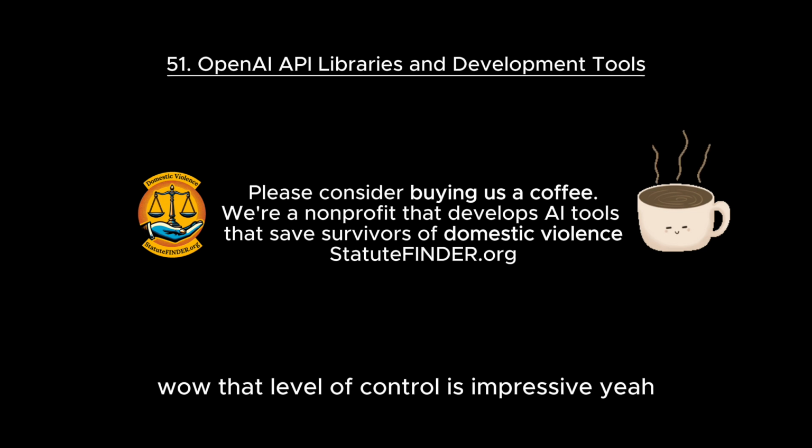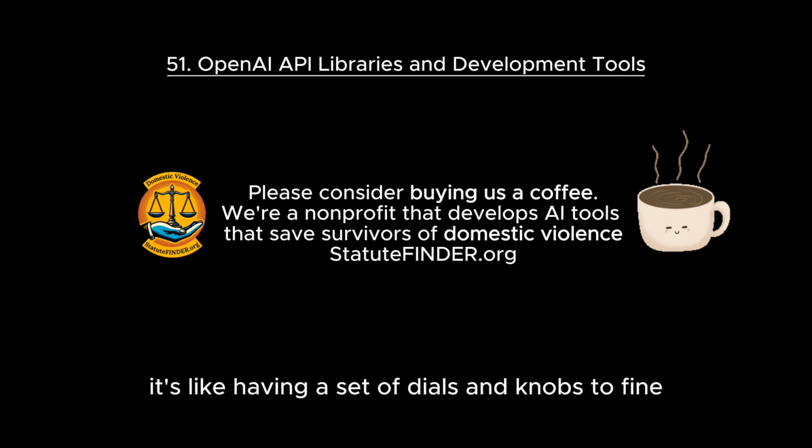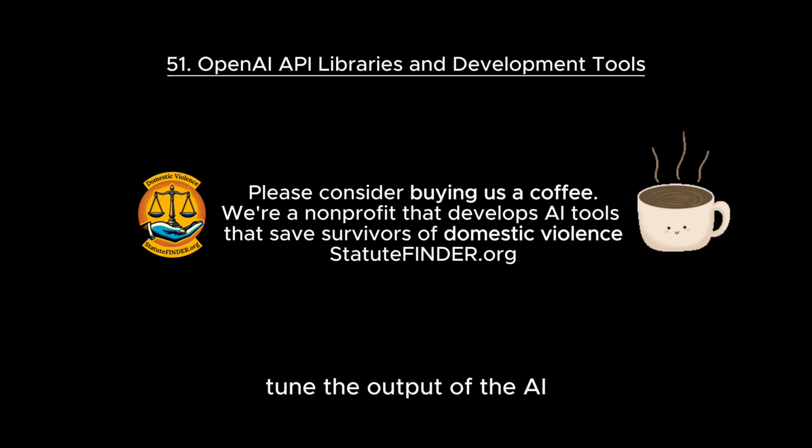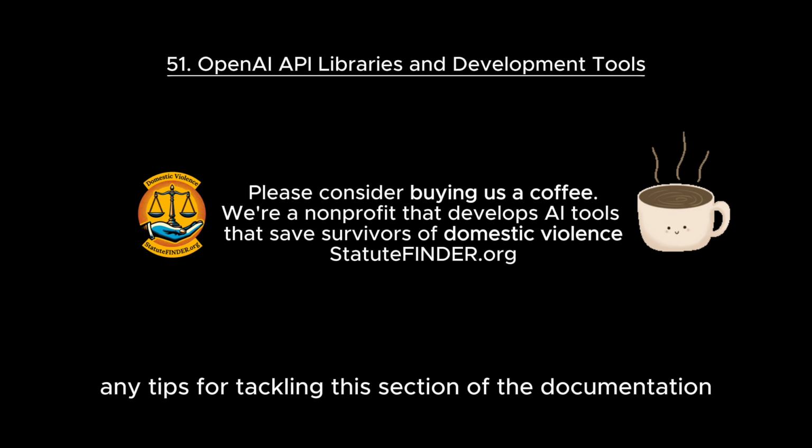Wow, that level of control is impressive. Yeah. It's like having a set of dials and knobs to fine-tune the output of the AI. But I have to admit, just thinking about an API reference sounds a bit intimidating. Any tips for tackling this section of the documentation?